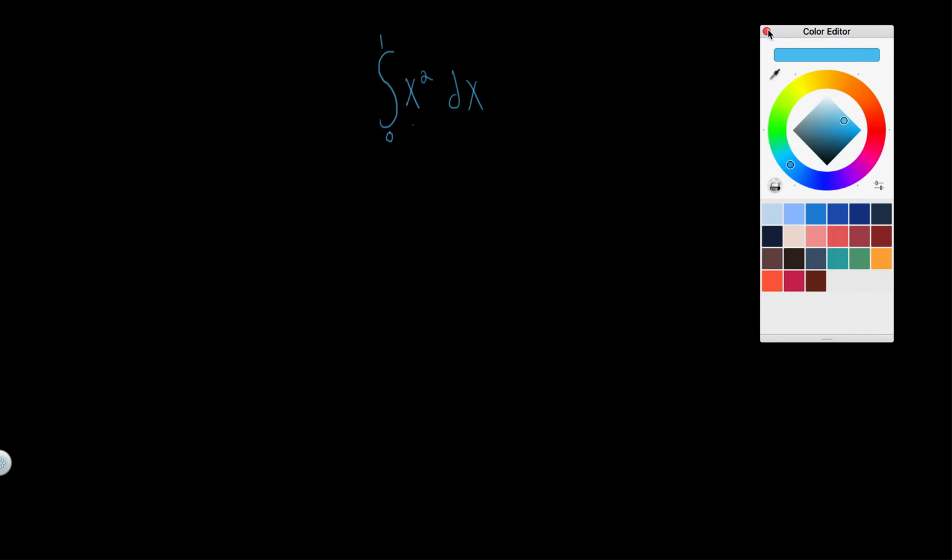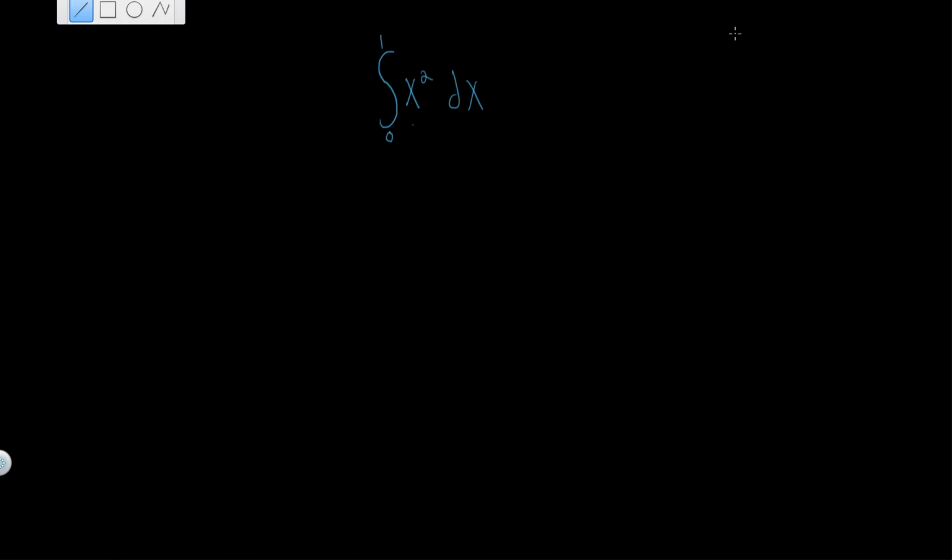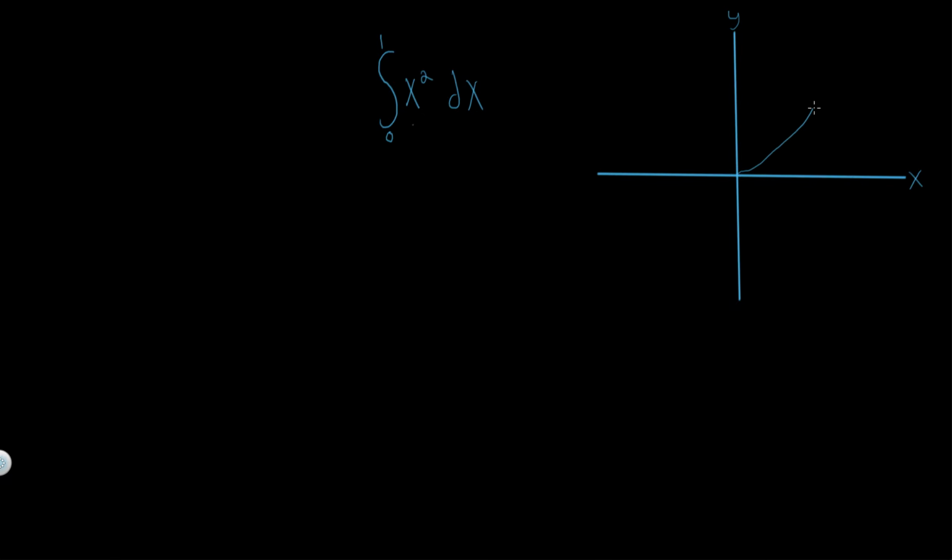Let's say we want to take the definite integral from 0 to 1 of x squared dx. Before we do anything here, let's think about what this means. First thing I'm going to do is graph x squared. So we have our y-axis here, and we have our x-axis. And we all should know that x squared is a parabola that looks something like that.